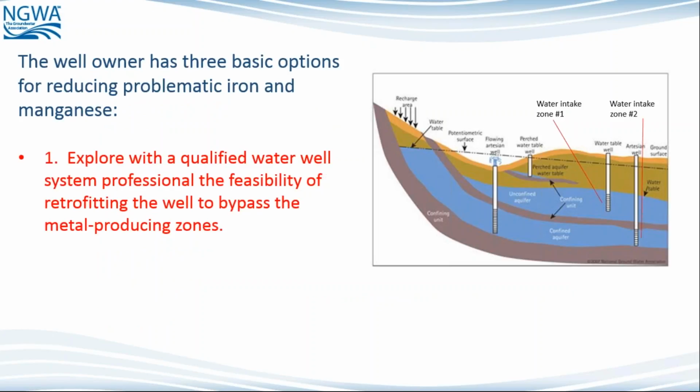So looking at that, iron and manganese certainly are natural constituents of the Earth's crust. They're metals or minerals. They come from the water-rock relationship. They present issues of mostly aesthetic value: taste, odor, and color. So what do we do about these problems when we have them in our water system? Number one, we can explore with a qualified water system professional the feasibility of retrofitting our wells so that we can bypass any metal producing zones.